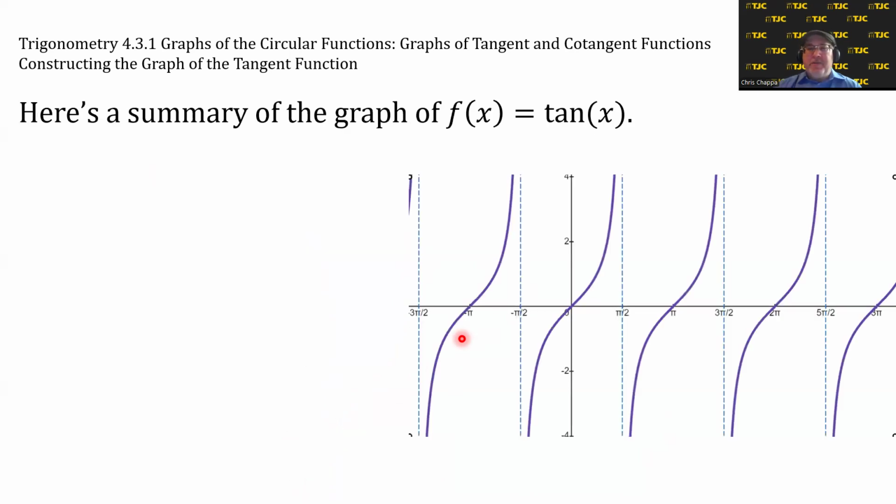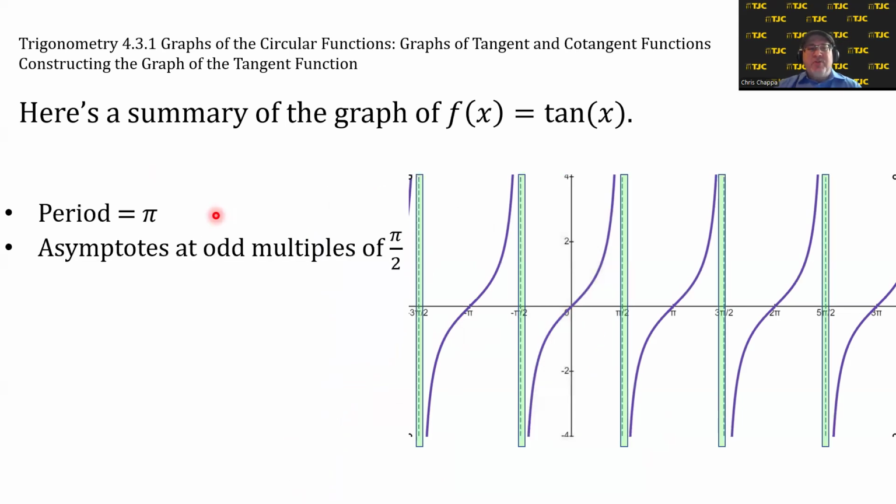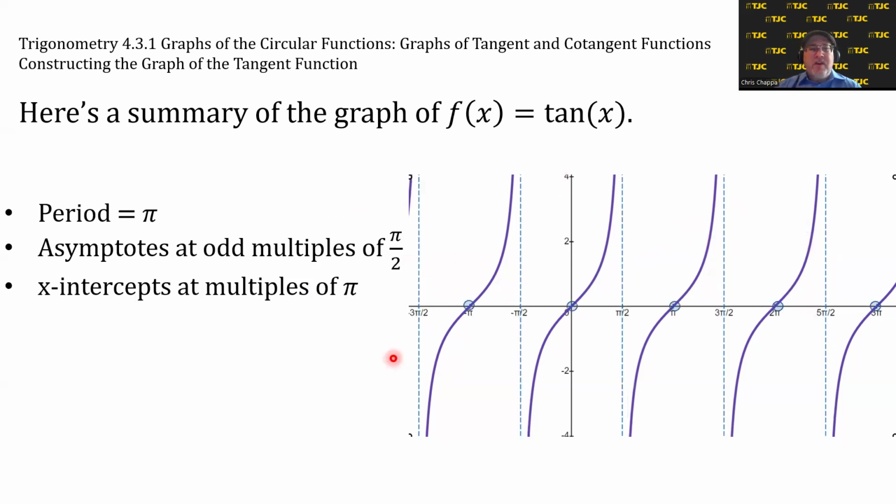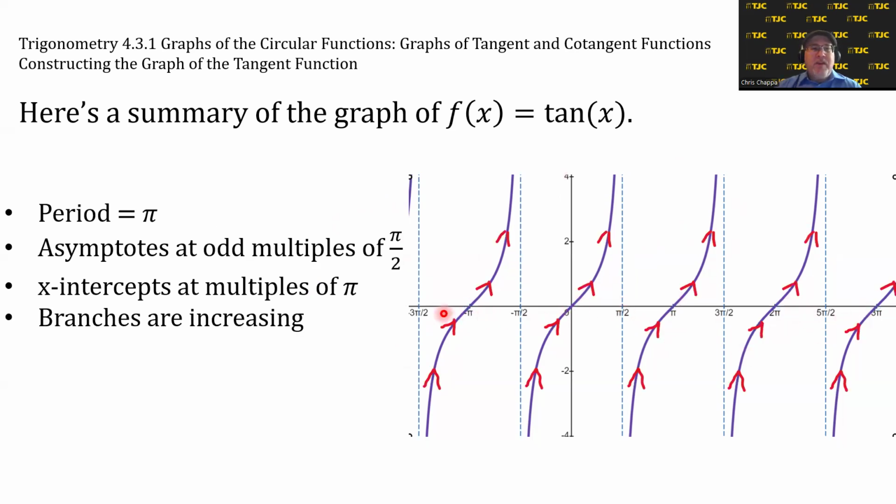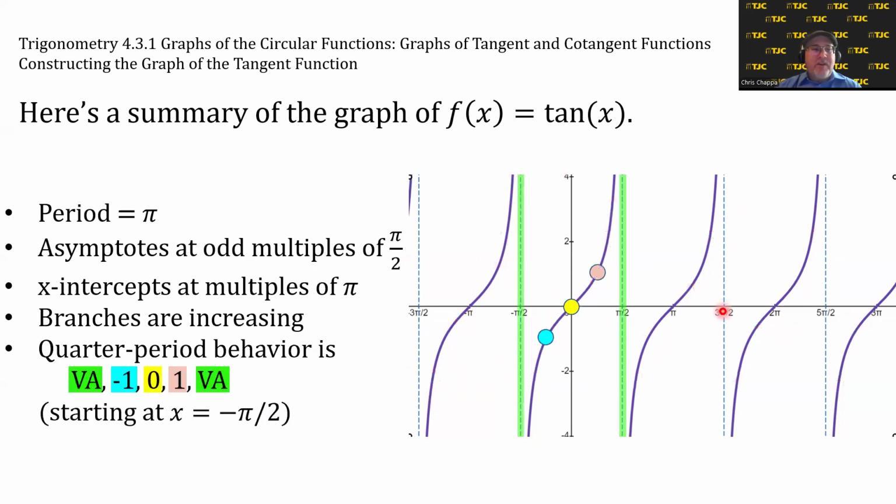Here's a summary of the graph. Period is pi, distance between consecutive asymptotes. Asymptotes are at odd multiples of pi over 2: 1 pi over 2, 3 pi over 2, 5 pi over 2, and then negatives. X-intercepts are at multiples of pi: 1 pi, 2 pi, 3 pi, 0 pi, etc. Branches are increasing, so they're going up as we move from left to right. And the quarter period behavior is vertical asymptote, negative 1, 0, 1, vertical asymptote. This one is starting at negative pi over 2.